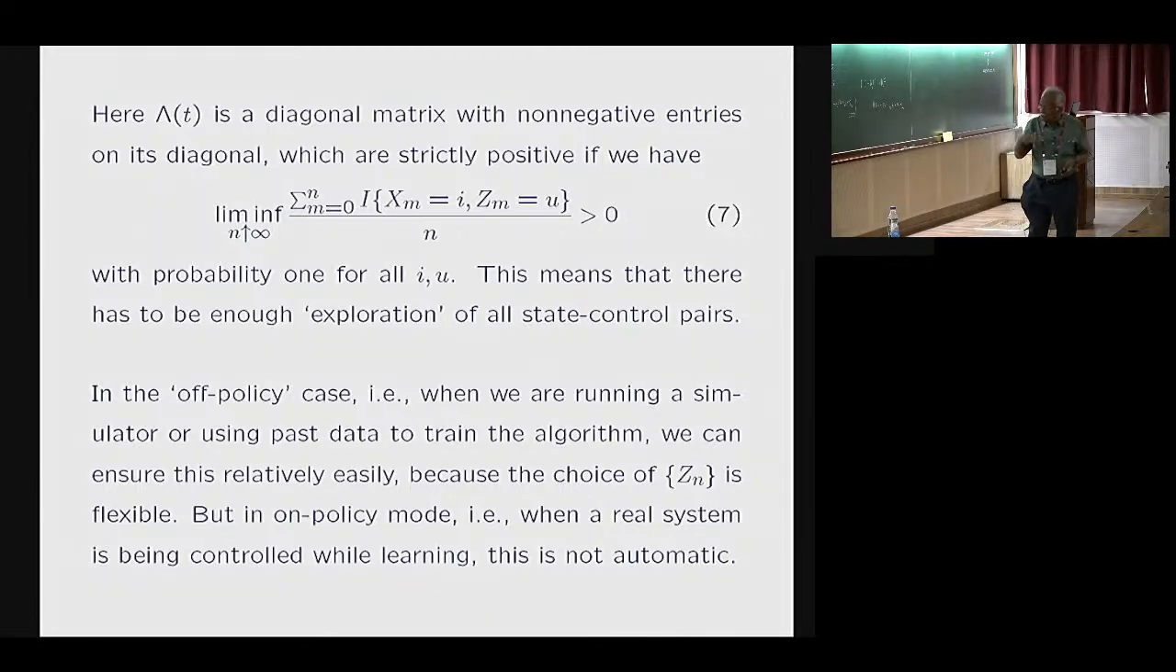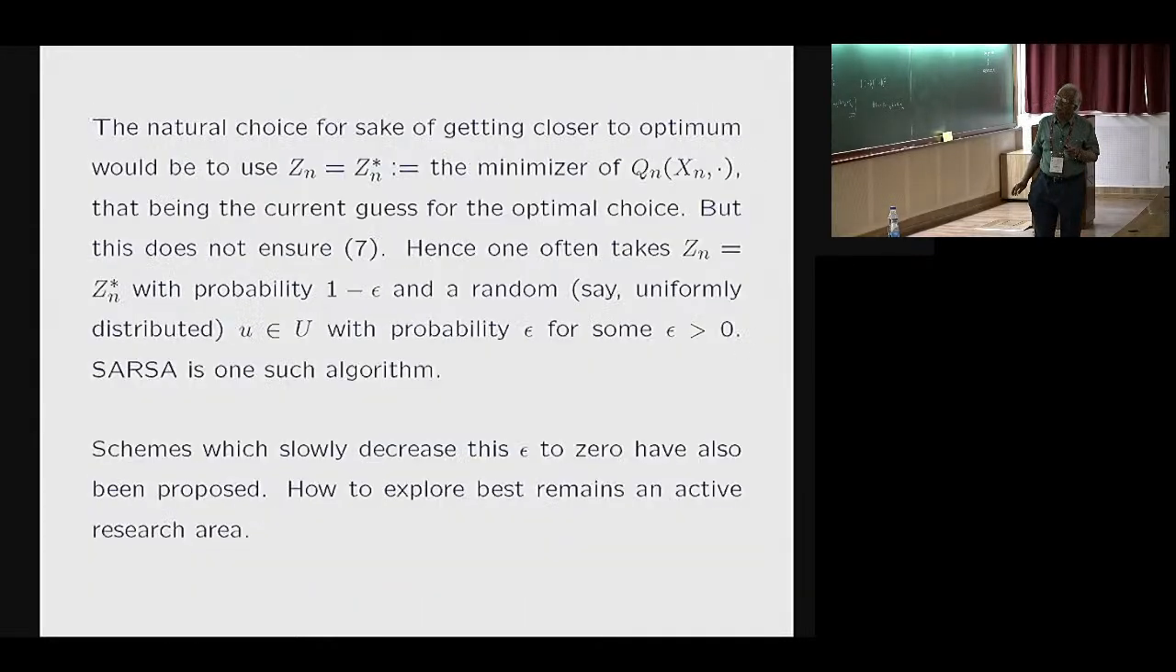But if you're actually in the on policy case, meaning you're actually controlling something using this, then you have to be careful because you cannot experiment arbitrarily. And then it's common to use what's called epsilon greedy. So take the current estimate of Q. The minimizer is your current estimate of the optimal policy. You play that with probability 1 minus epsilon, and with probability epsilon you use some randomization. And people also worry about how to decrease this epsilon to 0 to get asymptotic optimality and so on.